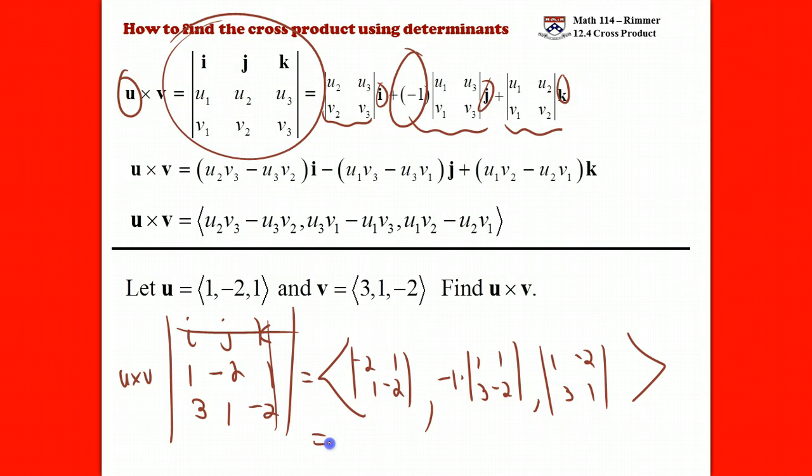So just what are these numbers? What's the first one? 3. Very good. Second one? Positive 5. Positive 7. Very good.